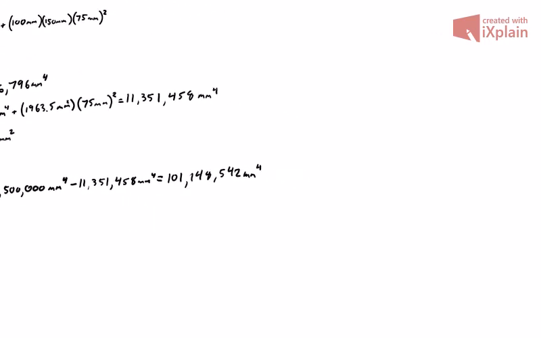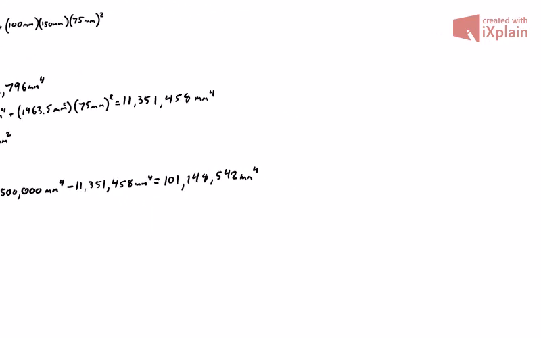If we want to make that number look a little better, we can do a unit conversion. Every 10 millimeters is 1 centimeter, and we're converting millimeters to the fourth to centimeters to the fourth, so we have to do our unit conversion to the fourth power. If we do that, we end up with 10,115 centimeters to the fourth as our moment of inertia about the given x-axis.